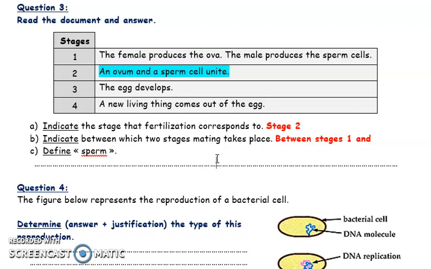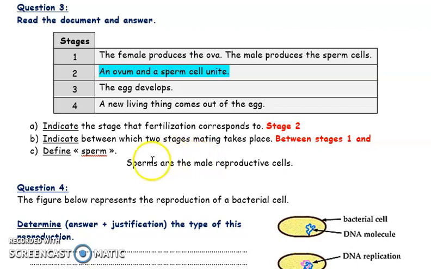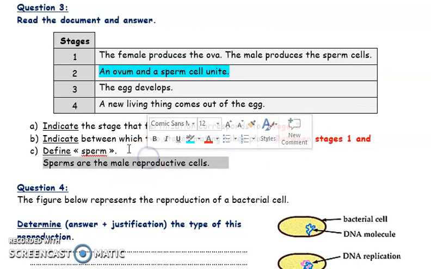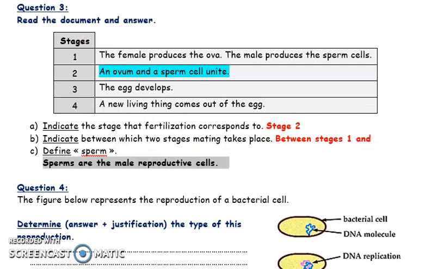Define sperm. Sperms are the male reproductive cells.